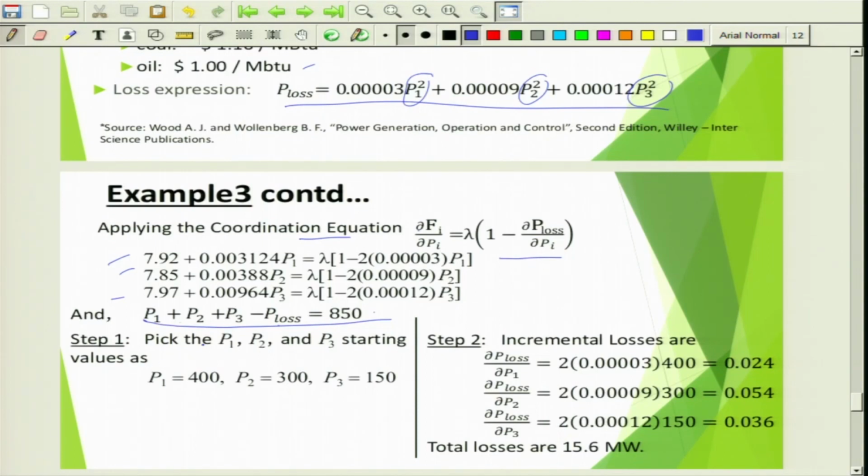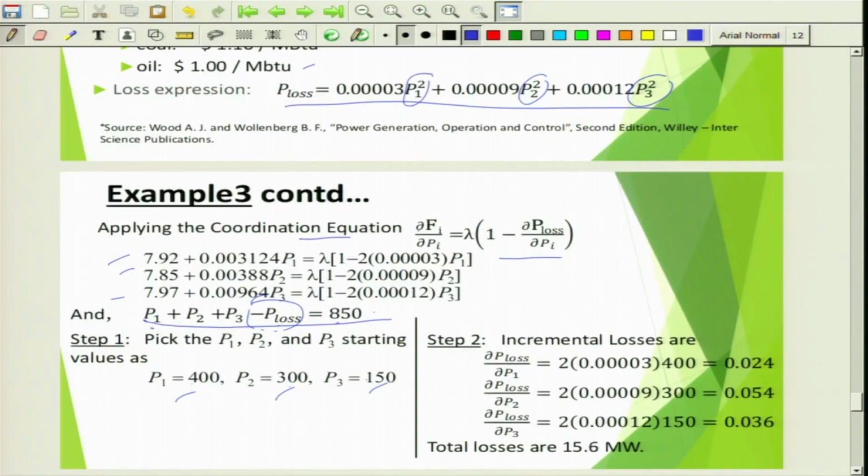Now randomly you pick up P1, P2 and P3 values, right? P1 is equal to 400, P2 is equal to 300, P3 is equal to 150. 400 plus 300 is 700, plus 150 is equal to 850, that is equal to generation. Total generation is equal to total load. Now we do not know the loss, that's why we are just making generation equal to load. Then we will slowly take another iteration and keep on doing the iteration, so that we will ultimately obtain the solution where P1 plus P2 plus P3 minus P loss is equal to total demand.